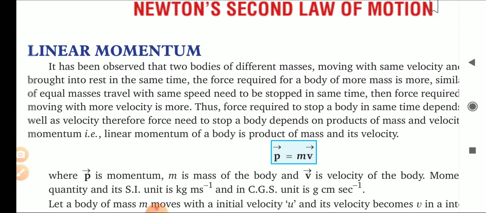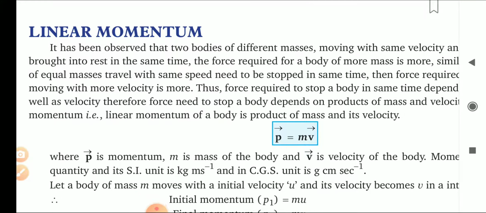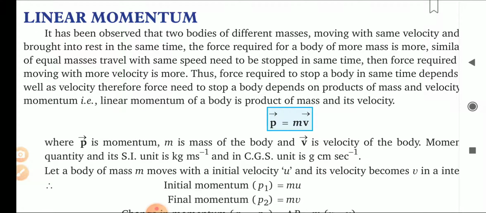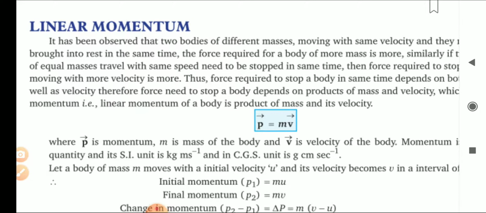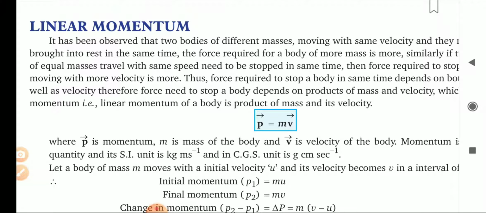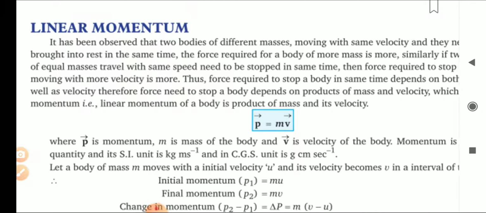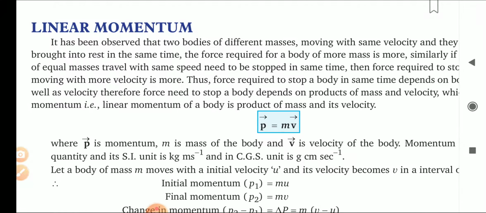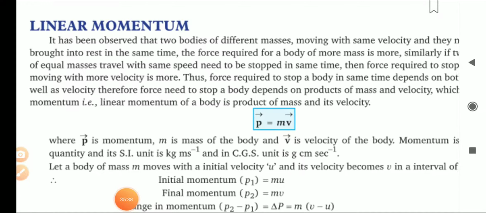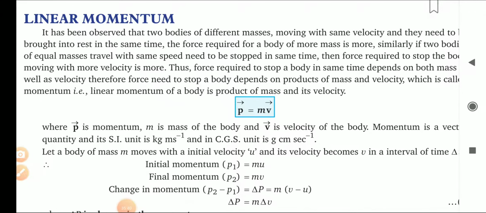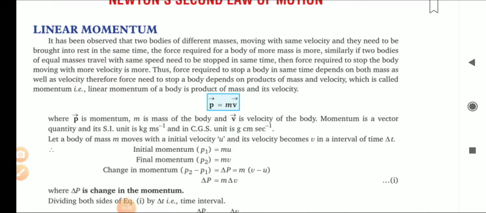So let us read once what is there. Linear momentum: it has been observed that two bodies of different masses moving with the same velocity and brought to rest in the same time, the force required for a body of more mass is more. Similarly, if bodies of equal mass travel with the same speed and need to be stopped in the same time, then the force required to stop the one moving with more velocity is more. Thus, the force required to stop a body in the same time depends on both mass and velocity.